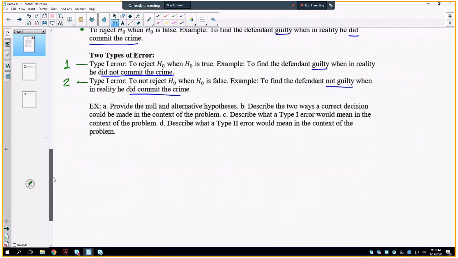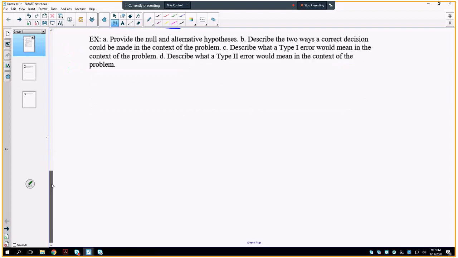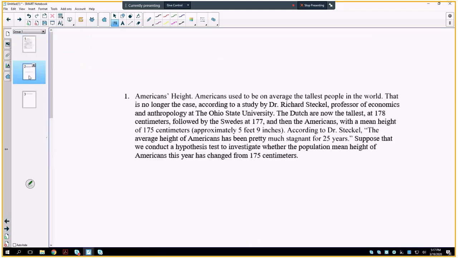We're going to look at some scenarios, and we're going to see if we can describe the hypotheses, figure out what the errors would be, and so forth. So the example says that for each of the situations below, we're going to provide the null and alternative hypotheses, describe the two ways a correct decision could be made, describe what a type 1 error would be, and describe what a type 2 error would be. So first scenario.